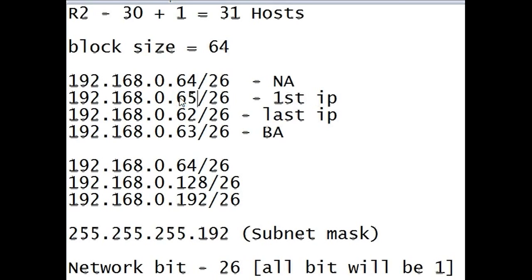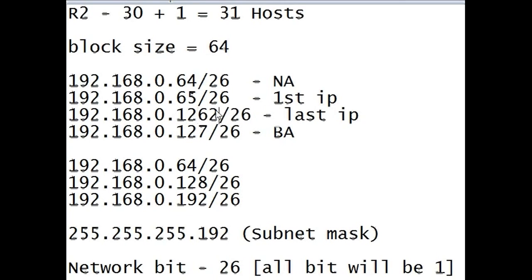The first IP will be 65, which I will always give to the router. Now the last IP will be 126, because 127 is the broadcast IP. So that is what my subnet mask is all about.